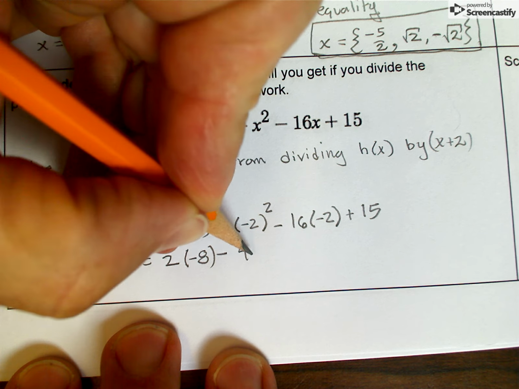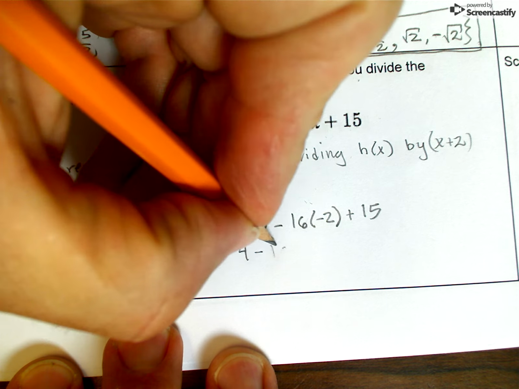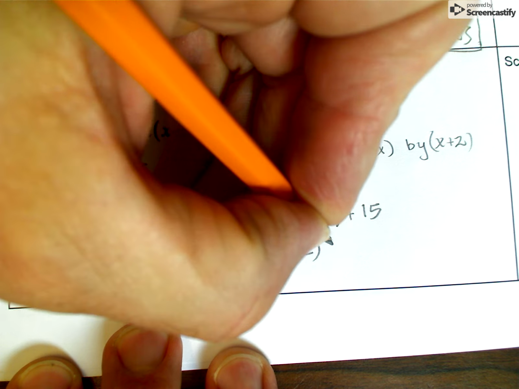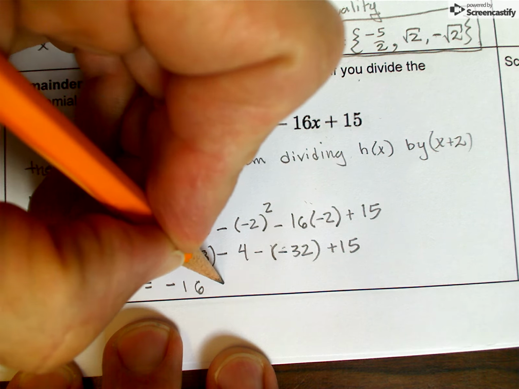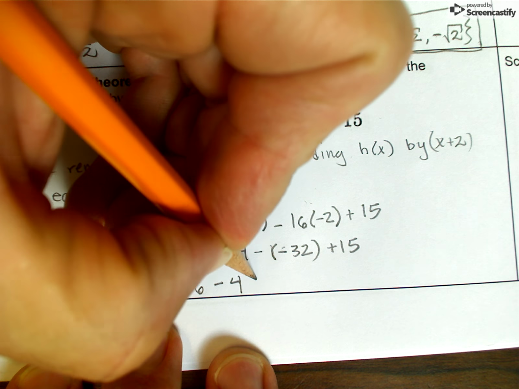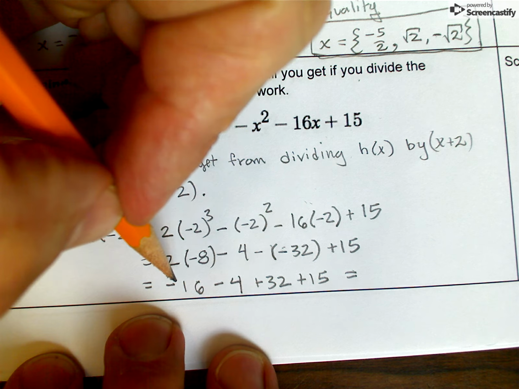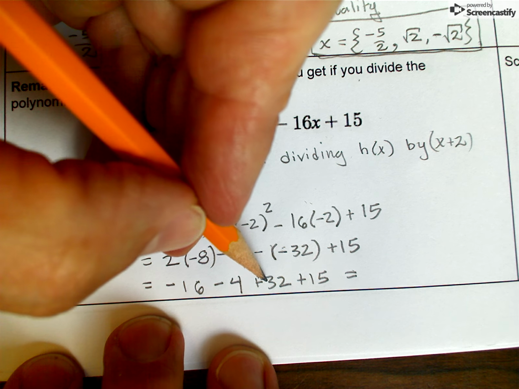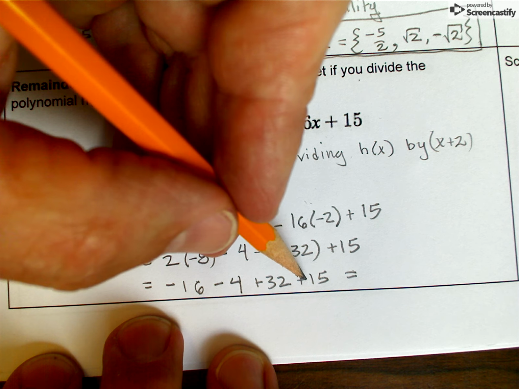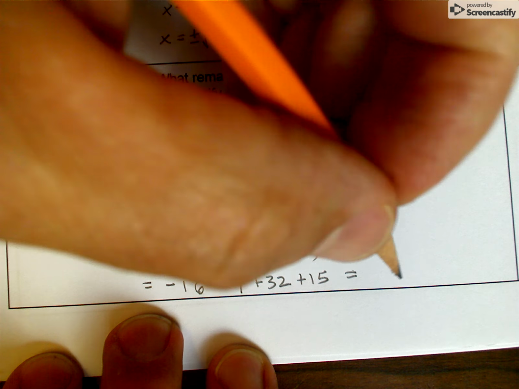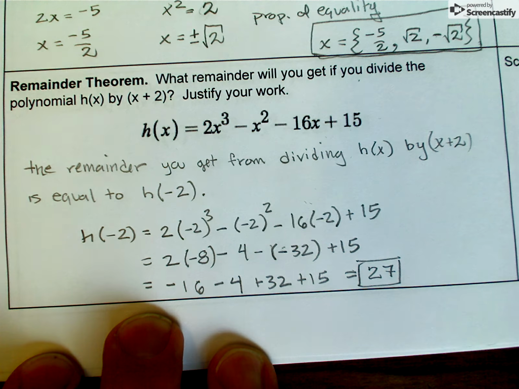First, the exponents. And now this becomes negative 16 minus 4 plus 32 plus 15. And I end up with 16 plus 15, that's 31. Take away that 4, 27. That's my answer.